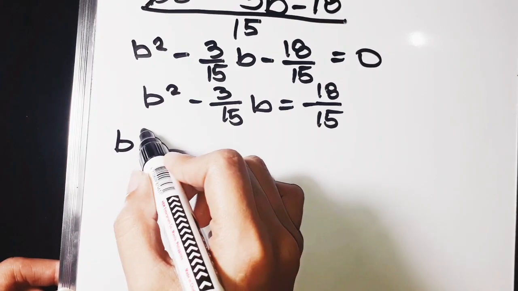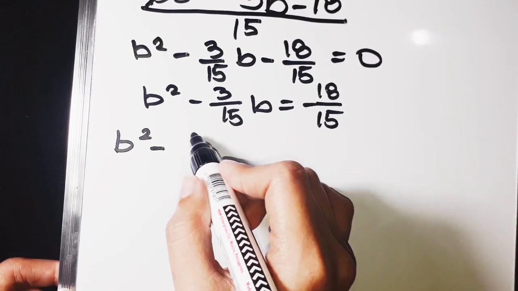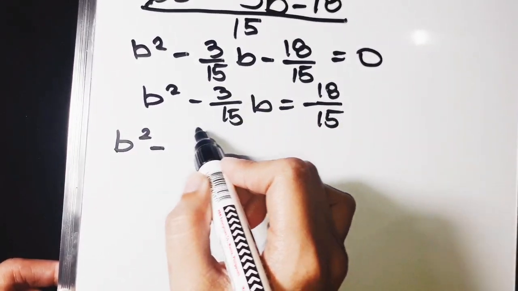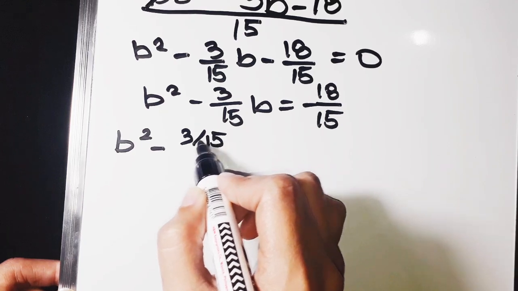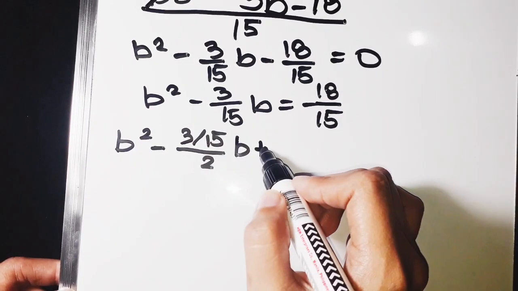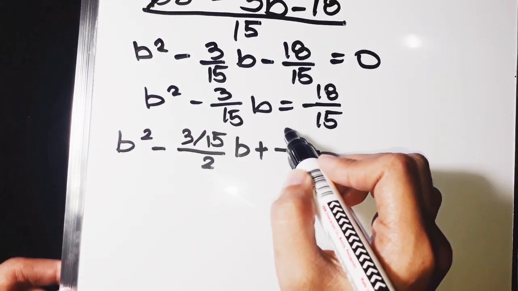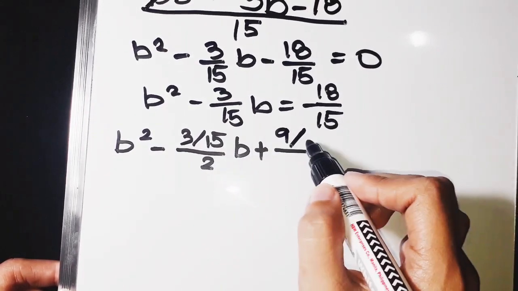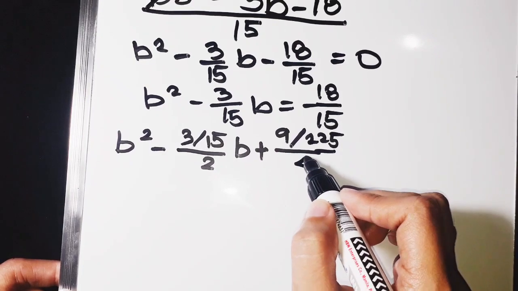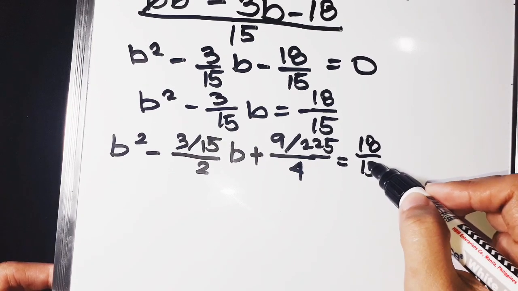So b squared minus, for the second term of the trinomial, you should divide the value of this by 2. So 3 over 15 divided by 2. Then b plus, since it's negative, plus. Next is to square this value. So 3 squared, that's 9, over 15 squared, that's 225, then 2 squared, it's 4, is equal to, copy, 18 over 15.